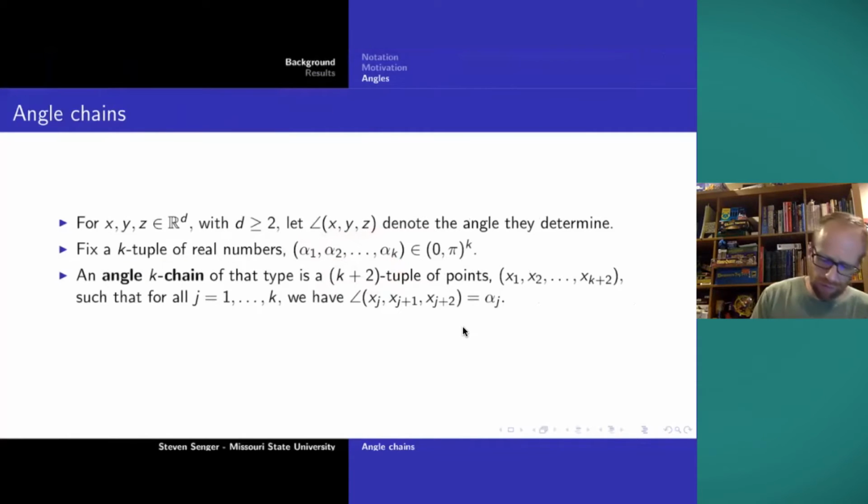So, if I was looking at a distance chain, there's a distance, but now this does not determine an angle. So I need 3 points to determine my first angle. The next 3 points determine my next angle, and so on and so forth.